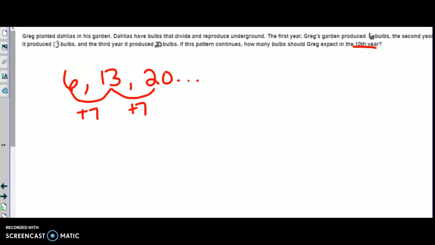Some of you might be able to look at it and just say, oh, I know I'm adding every time. And for some of you, you may have to go and subtract to find the common difference. It's okay no matter which way you do it.